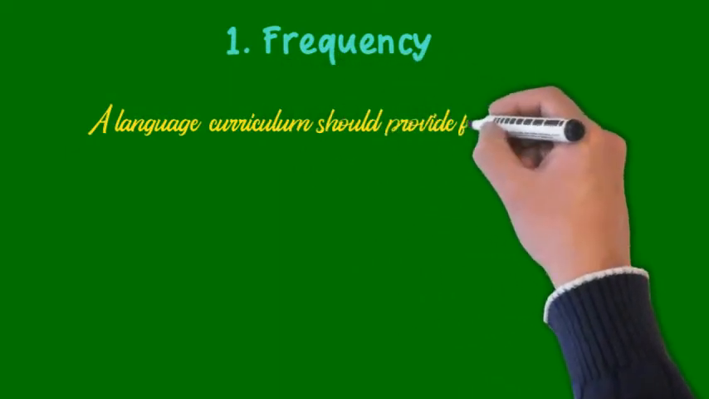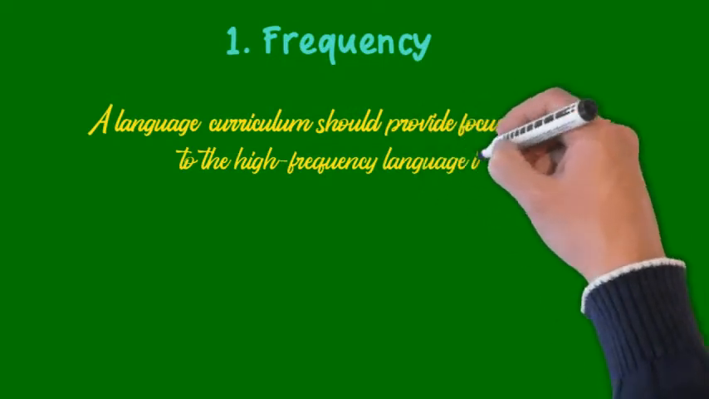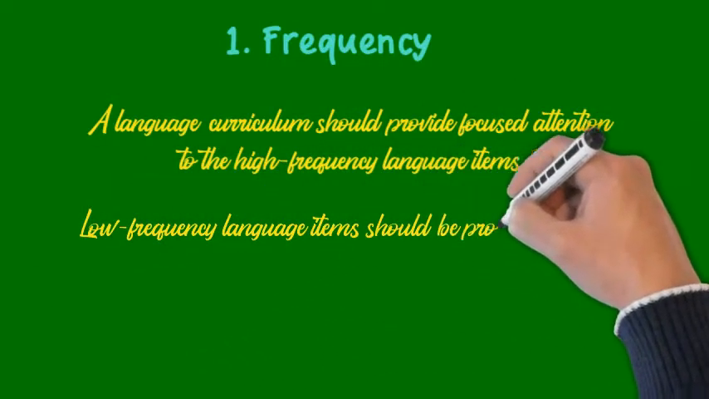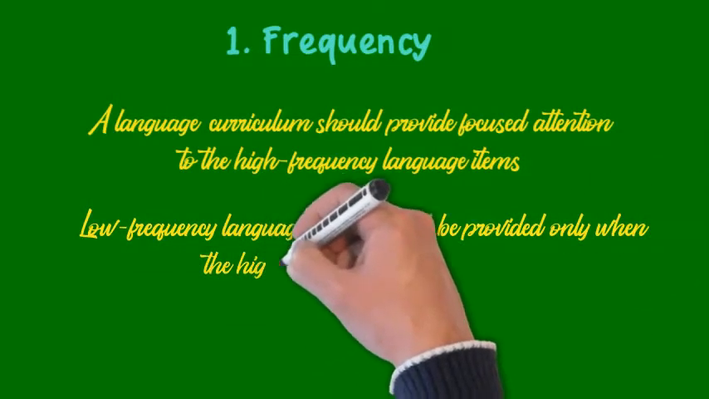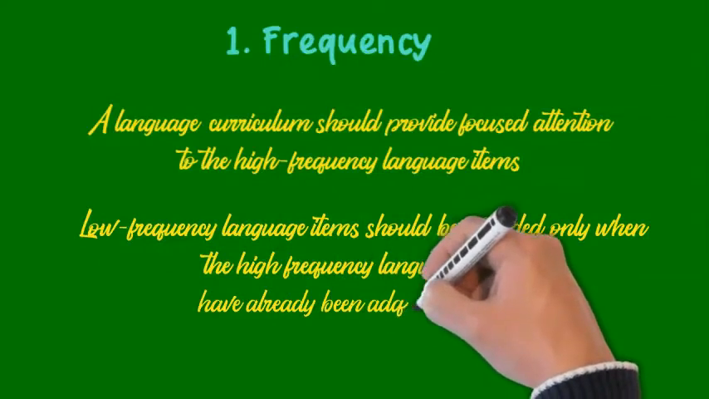The first principle is frequency. A language curriculum should provide focused attention to high-frequency language items. Low-frequency language items should be provided only when the high-frequency language items have already been adequately studied.